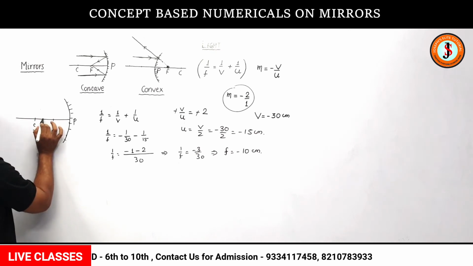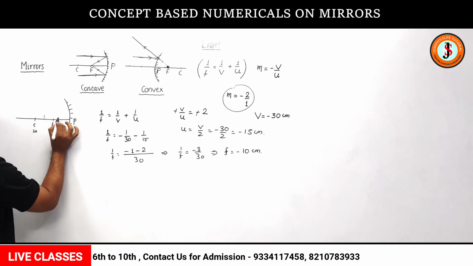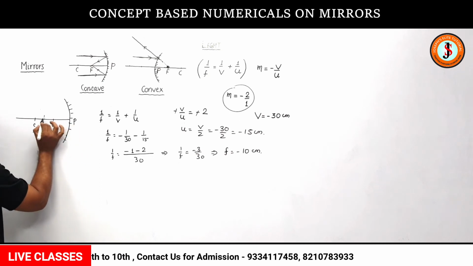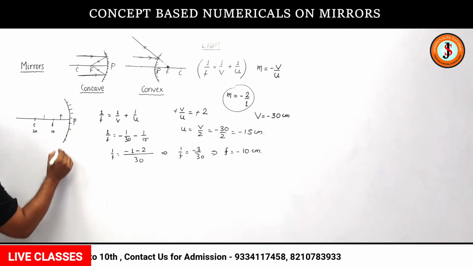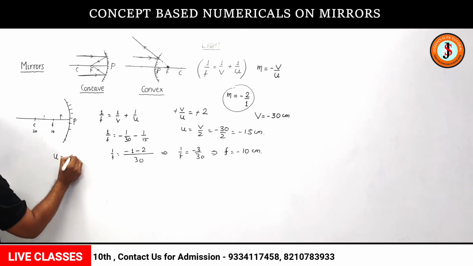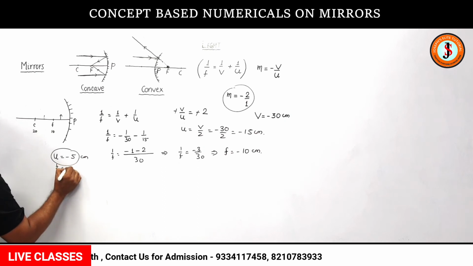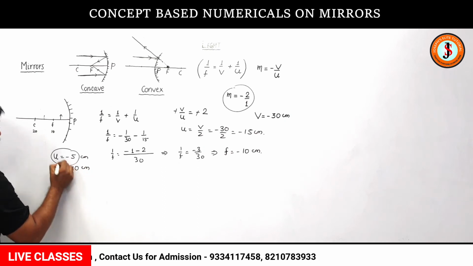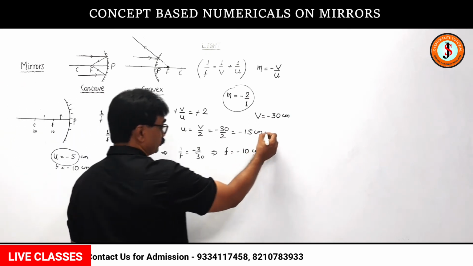30. But now from 15, say for example, the object is here, it is moved 10 centimeter. So that means from here to here is 15, 10 centimeter it goes. So now the new object distance is minus 5. New object distance is minus 5. Focal length remains minus 10 centimeter. We can easily calculate the image distance.